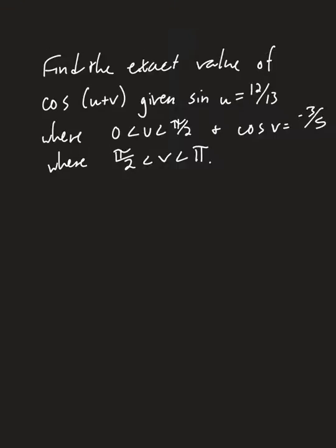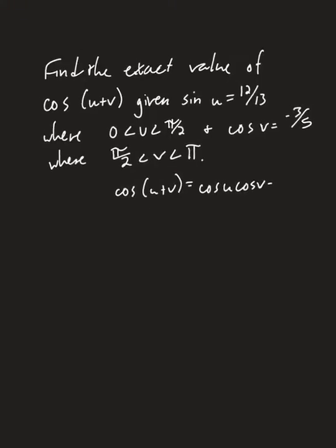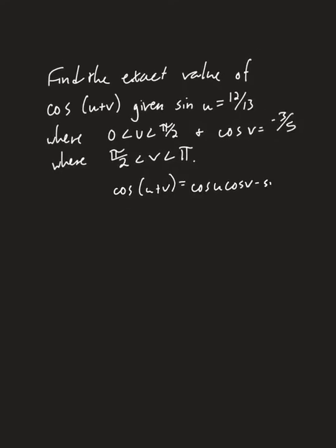Okay, so the cosine sum formula says cosine of u plus v is cosine of u cosine of v minus sine of u sine of v. So the nice thing is we know some of this stuff from our problem. Sine of u is 12 over 13. Don't know sine of v yet. Cosine of v is negative 3 over 5. And we don't know cosine u.